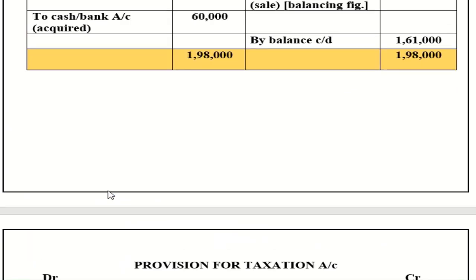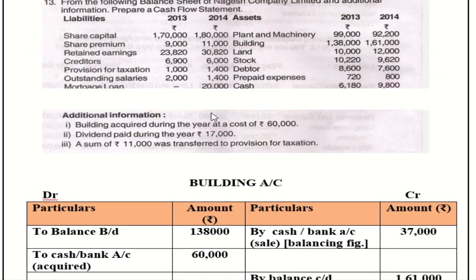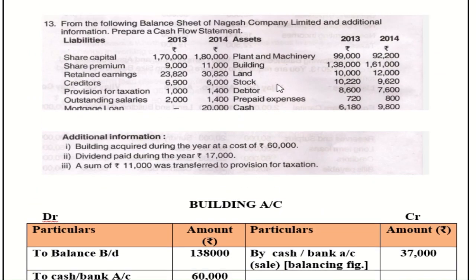So let us see this question. In case of assets, see here current assets. Stock, see, 10,220 and 9,620, a decrease in stock. So therefore you have to add. Debtors here 8,600 is 7,600. Even debtors also decreased during the year. So therefore you should add. Prepaid expenses are current assets, but it increases. Therefore you have to deduct.